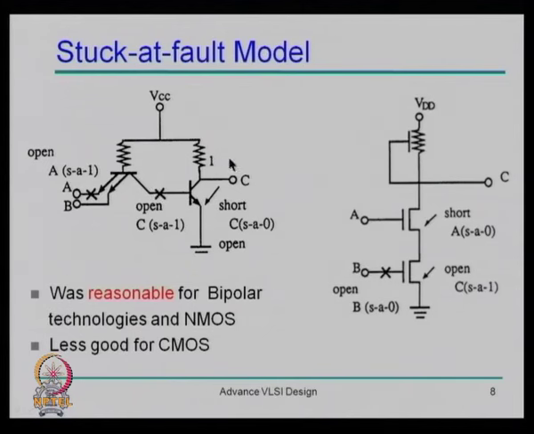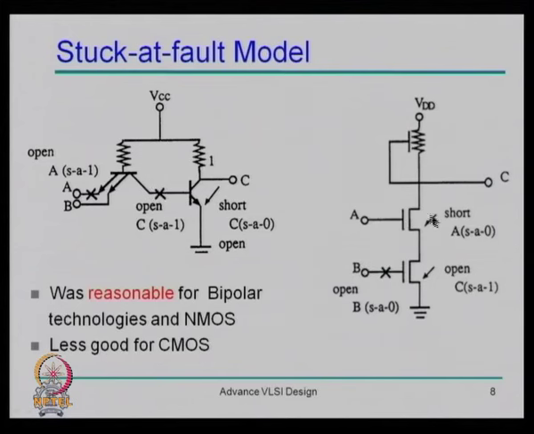Look at the MOS technology, say in NMOS. First look at the case where this transistor is open. In that case, you will always see that this point, node C, is always at VDD. Hence, this defect you can model as node C stuck to logic 1.